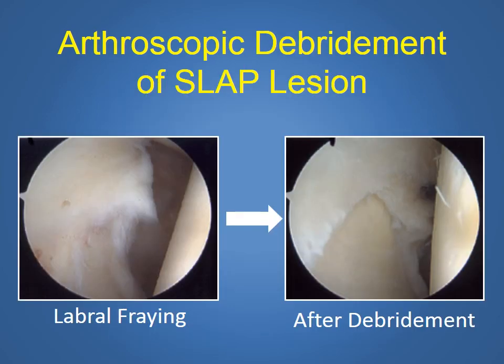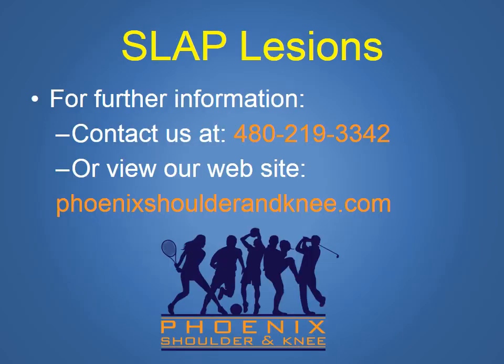If a cleanout is performed, the frayed edges of the labrum are trimmed up, but no anchors are required to repair the labrum. The image on the left is a photograph taken at the time of surgery showing labral fraying, enclosed by the red circle, associated with a SLAP lesion. The image on the right is a photograph taken of the same patient after the labrum has been debrided or cleaned up.